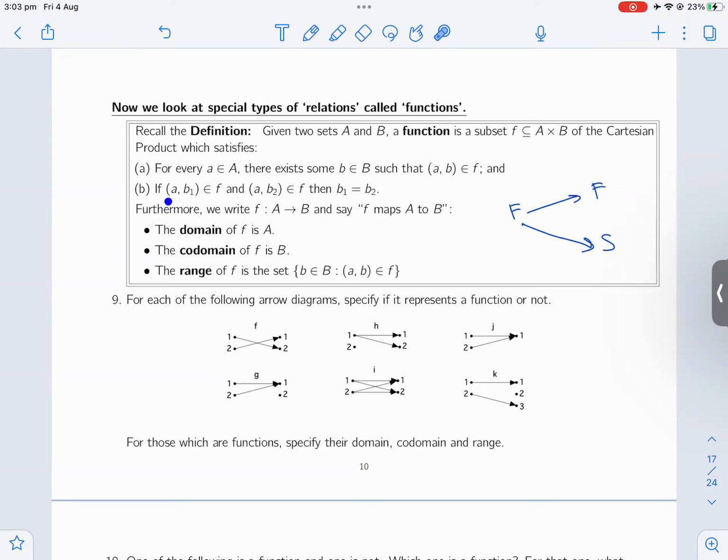Here is the definition. If I have (A, B1) and (A, B2), then B1 and B2 should be the same. Here, F and S are not the same, so this is not the definition of a function. The first condition of a function is this: all of the buttons, all of the inputs, should work. I shouldn't have any button on my laptop that doesn't work. It's not acceptable. It means my relation is not functioning properly.